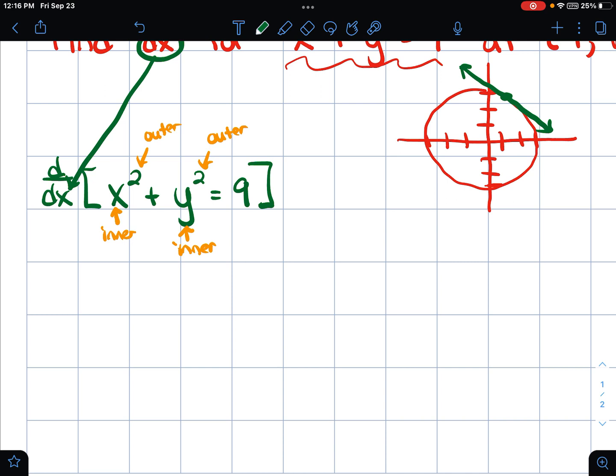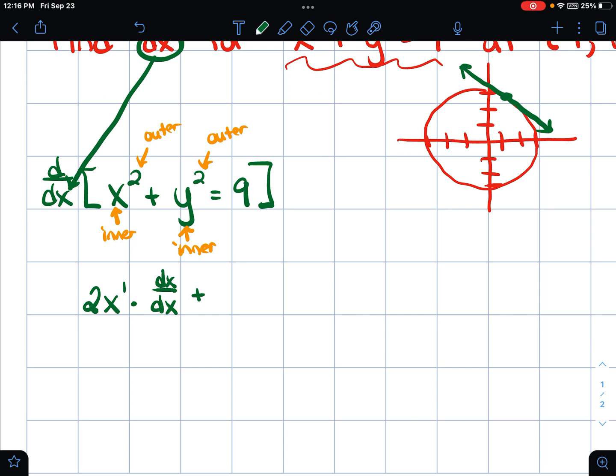Okay, so for this first one, for x squared, I'm going to find the derivative of the outer, that's 2, out in front, without changing the x, and then subtract 1 from that exponent. So I just found the derivative of the outer function, the squared. Now I need to multiply by the derivative of the inner function. The inner function is x, the derivative is dx over dx.